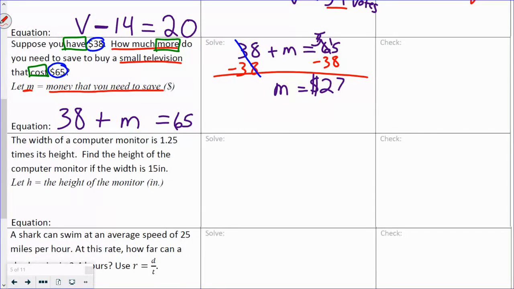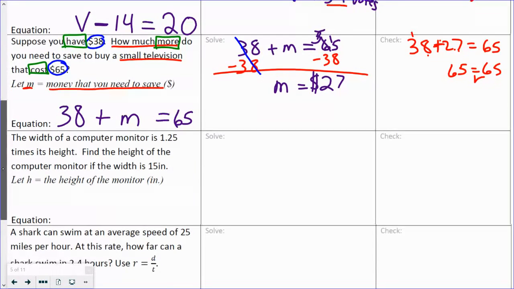But of course, I'm going to check this. Okay, I want to know, is 38 plus 27 really equal to $65? Well, 7 and 8 is 15. 3, 4, 5, 6. Correct. Okay, so we came up with our equation, we solved the equation, and we checked our work. Okay, make sure that you're understanding how we're getting our variable, because part of your homework, you're going to have to come up with what your variable represents on your own.